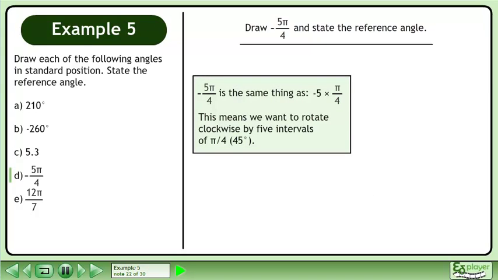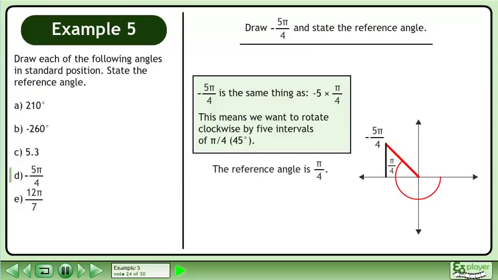Negative 5 pi over 4 is the same thing as negative 5 times pi over 4. This means we want to rotate clockwise with 5 intervals of pi over 4, or 45 degrees. The animation shows the rotation of the terminal arm to negative 5 pi over 4. The reference angle is pi over 4.